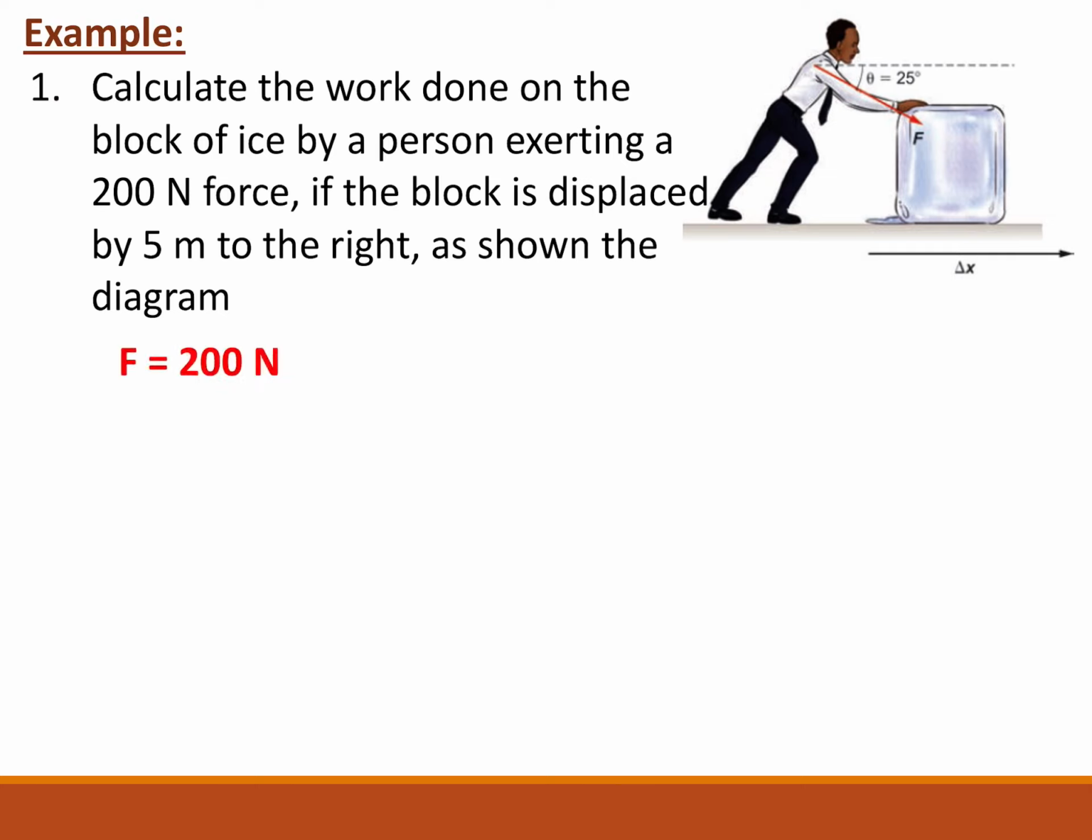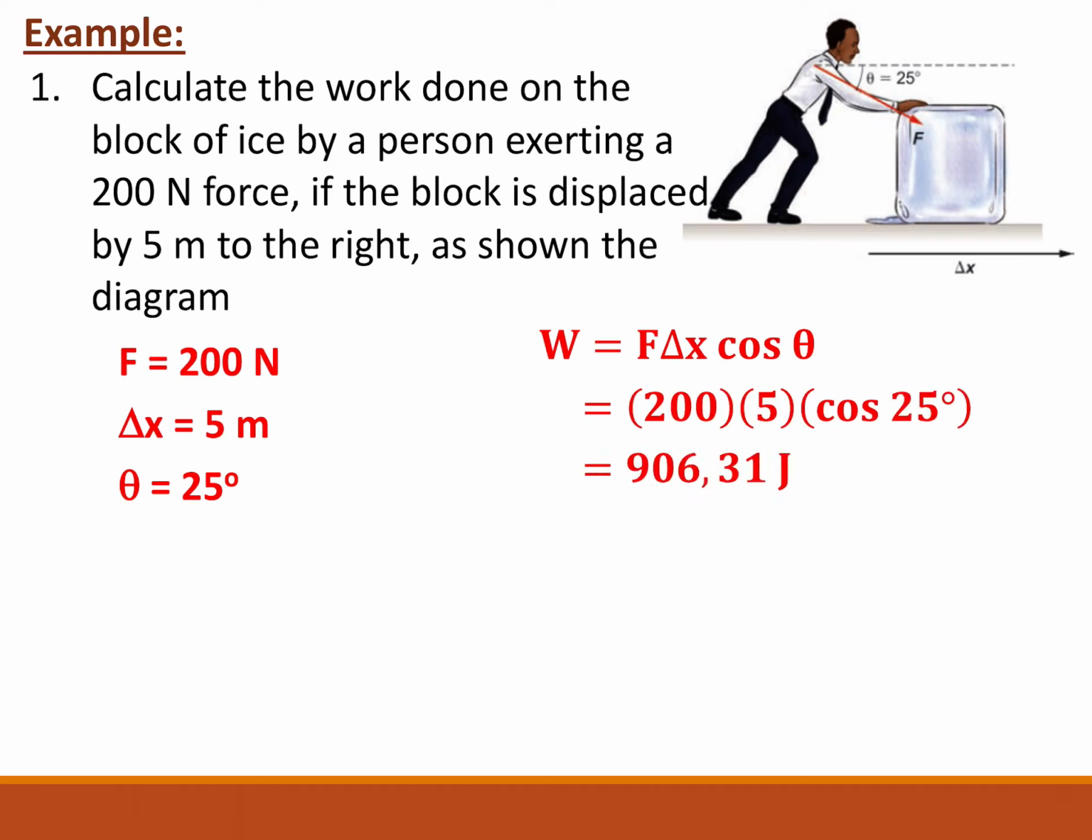So, F is 200. Sorry, delta x is 5 meters and theta is 25. This is a straightforward substitution, and he does 906.31 joules of work. We're not concerned how that work gets translated, but that's how much energy he's doing.